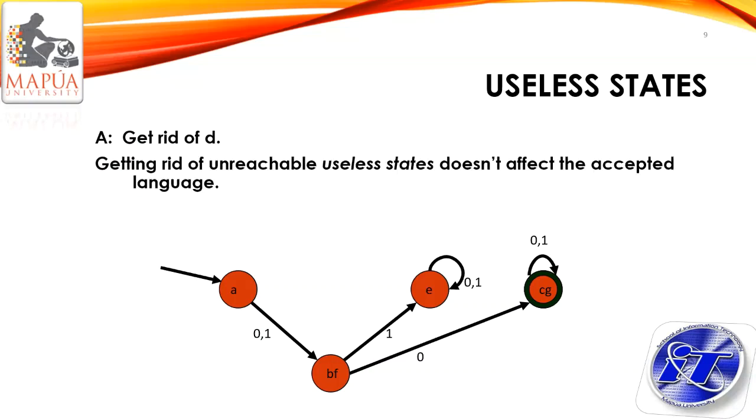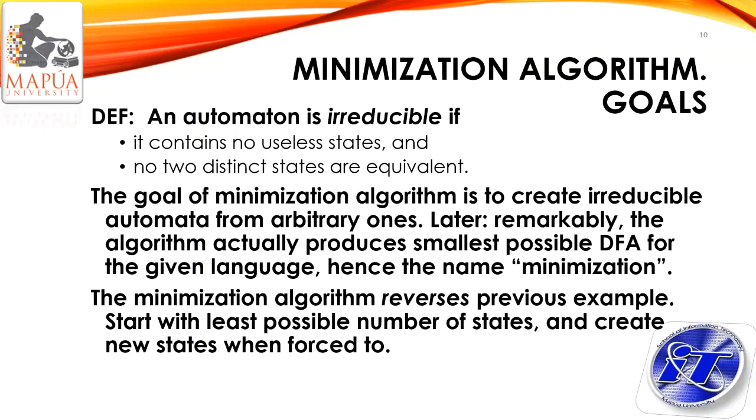Okay, so just to review what this minimization of DFA means. Our goal is to contain no useless state, no two distinct states are equivalent, and it should be irreducible. Irreducible means it's already a minimal DFA. It's already in minimum state, a minimum automaton. We cannot remove anything anymore.